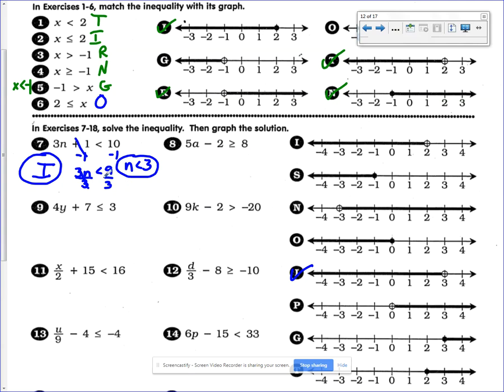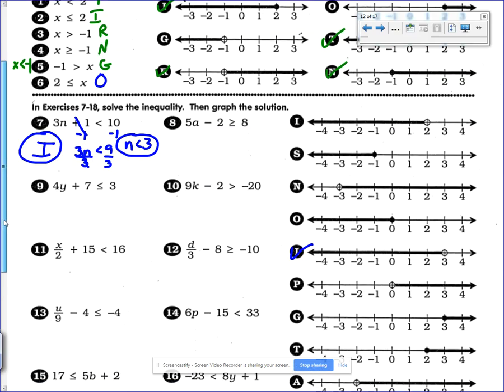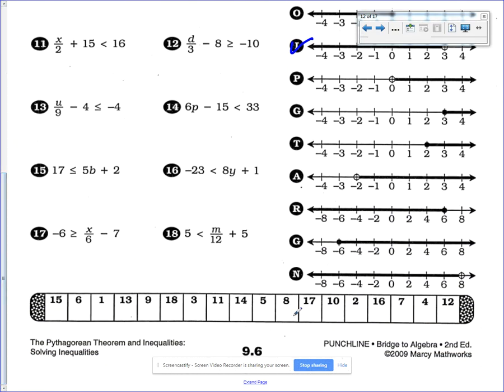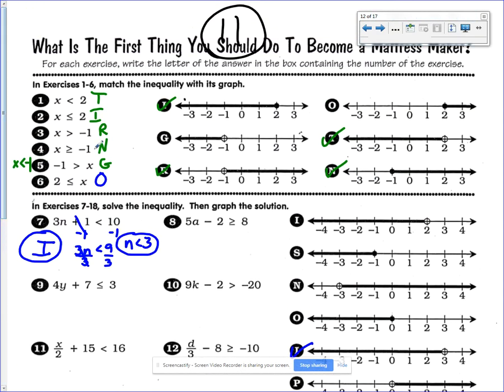So solve it, find the letter, and then go ahead down below where you see that particular number of the problem, put the corresponding letter in its spot.